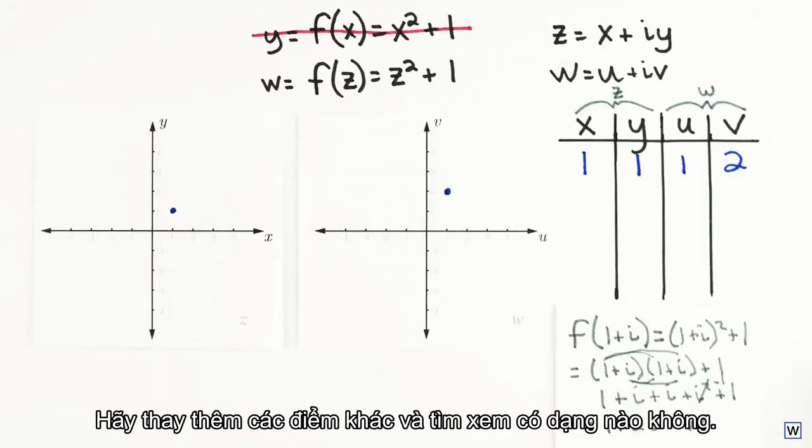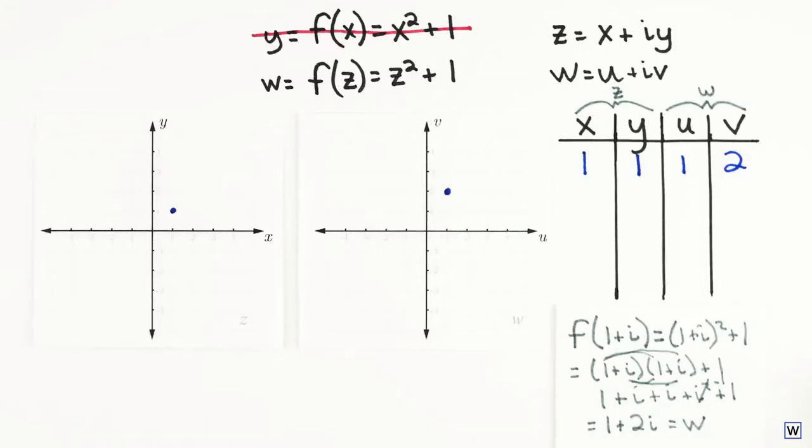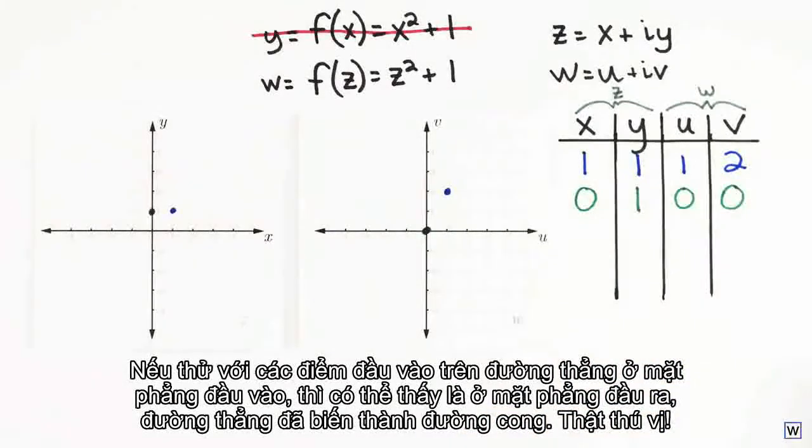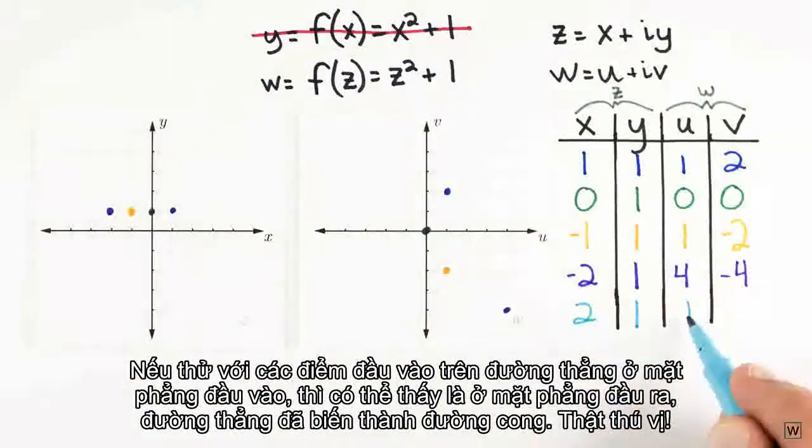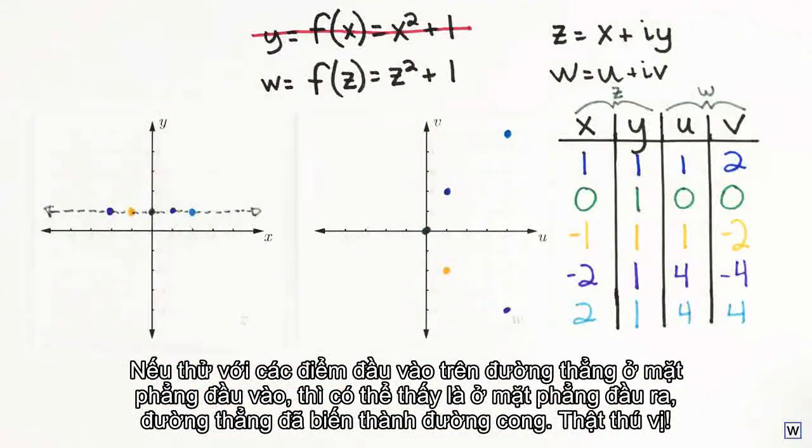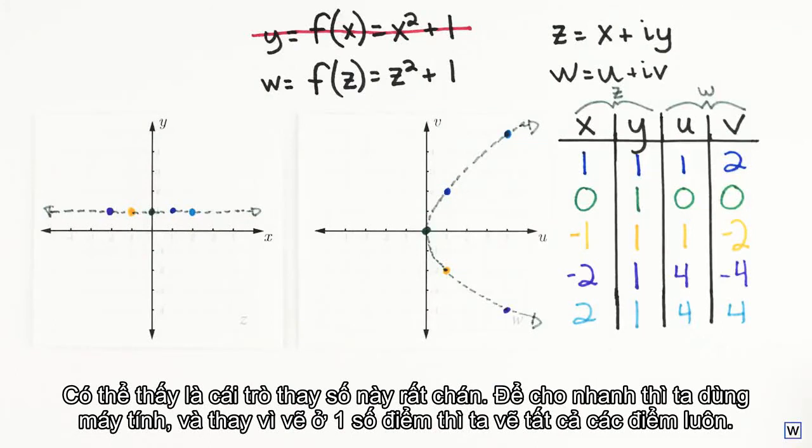Let's plug in a few more points here and see if we can find a pattern. If we test points along a straight line in our input space, we see that in our output space, our straight line is transformed into a curved line. Interesting. As you can imagine, plugging in points like this can get pretty tedious. To speed things up, let's let a computer do it for us.